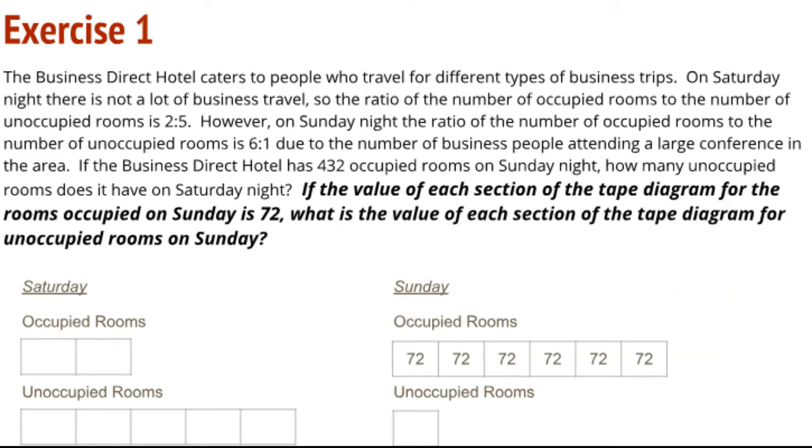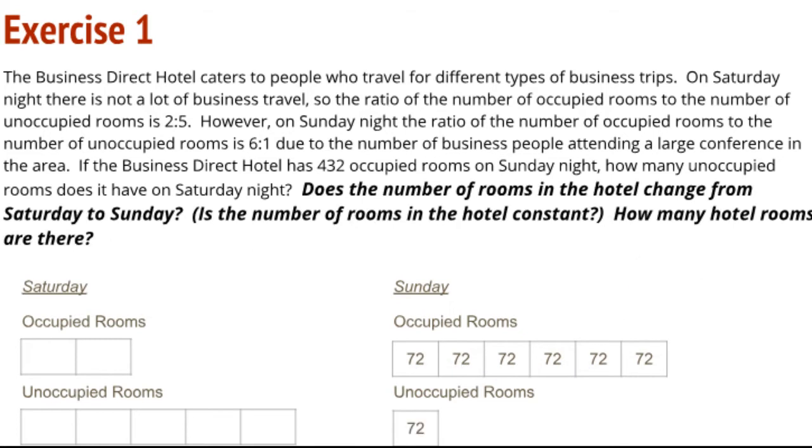Now, if these units are equal to 72, what is this unit equal to? Well, haven't we emphasized over and over again that all our units will be the same? This is our constant value. It doesn't change. So the unoccupied rooms on Sunday night is 72. Now at this point you should be thinking to yourself, hey, I think I know what to do with Saturday.